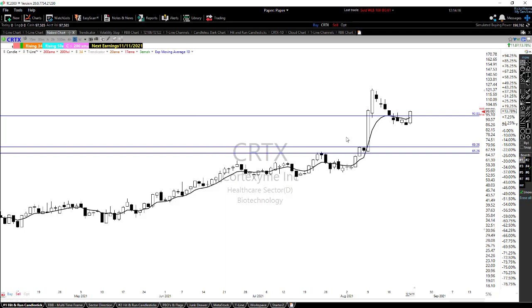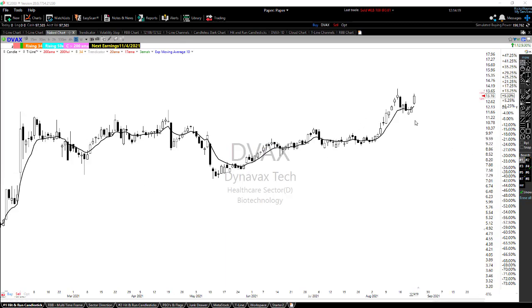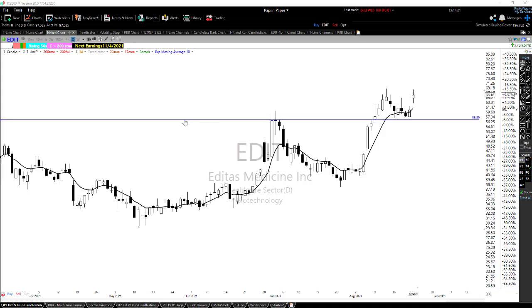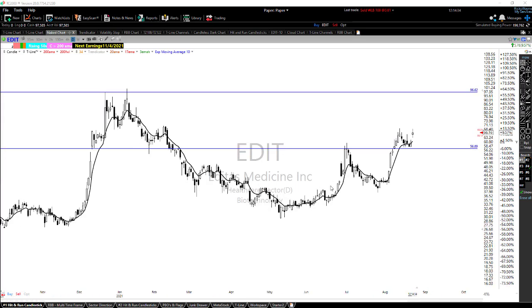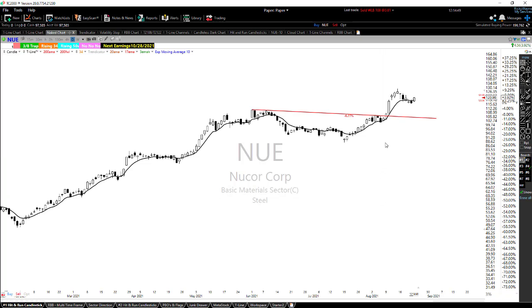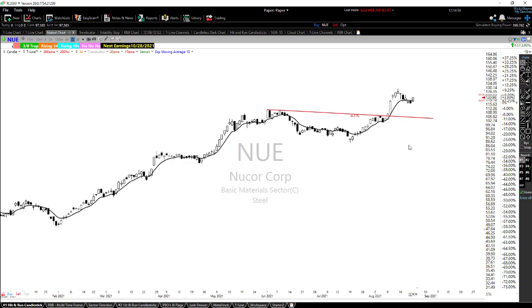But if you would like to see scans like this, or scans like DVAX that would have alerted right here, and by the way, it would have alerted right here as well. It would have alerted right there as well. So I don't want you to think that this was an alert. Or how about edit? Edit has been killing it. Edit would have alerted back here, would have got you that. It would have alerted here, and yes, it would have alerted here as well. Okay. Look at NUE. Look at NUE. That is alerting now. And I know a lot of people that are buying NUE.